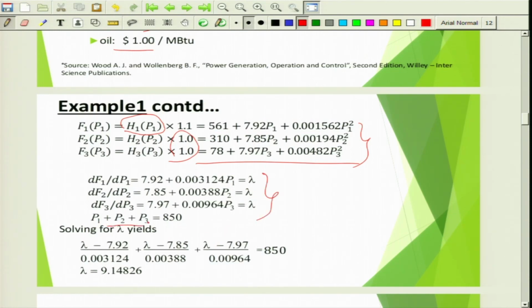And what is the constraint? P1 plus P2 plus P3 is equal to 850. Now you solve for lambda, that means from this expression you get to know what P1 is, that is lambda minus 7.92 divided by this constant. Similarly you replace for P2, replace for P3, then you will get what lambda is, right.